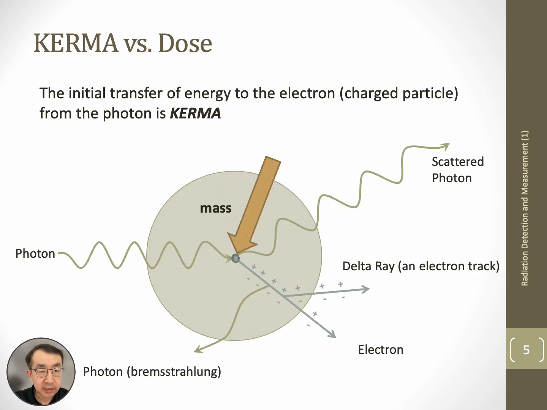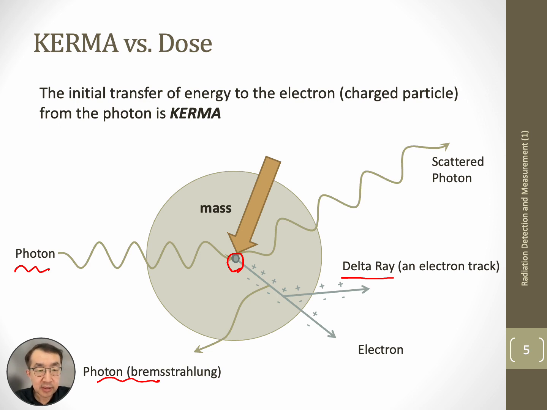So graphically, kerma can be explained like this. A photon, which is an uncharged particle, comes into the mass, and then it transfers its energy to a charged particle, which is an electron. The electron will travel within the mass and create ionization. That ionization can create follow-up photons, or even higher energy electrons can create their own daughter tracks, and a scattered photon can escape.